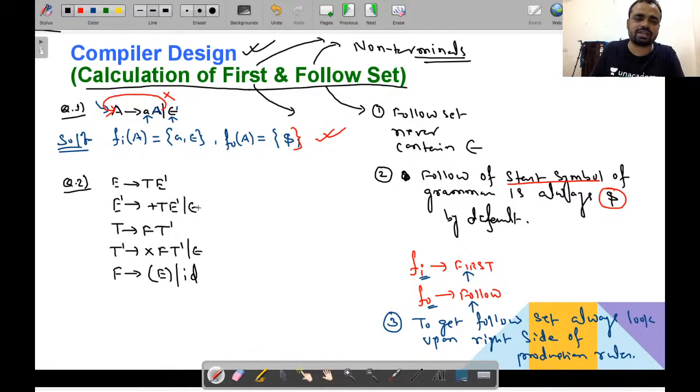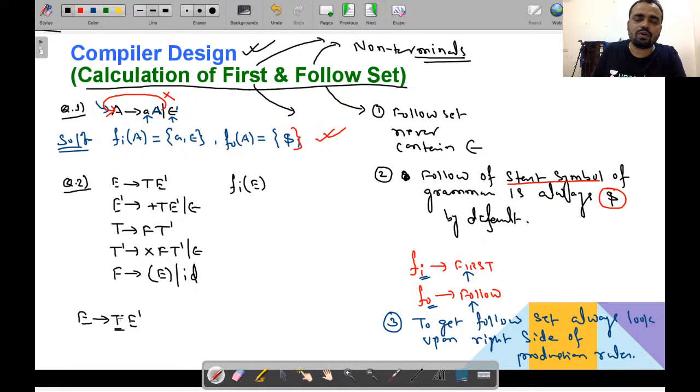Similarly look upon this grammar. So इस grammar में हम लोग find out करते हैं first of a, so my dear friends, please try to understand. फर्स्ट ऑफ ई हमारा क्या होगा? देखिए, ई से डिराइव होने वाला प्रोडक्शन रूल क्या है? टी ई डैश। तो यहां से कोई कंक्लूजन ड्रॉ नहीं हो रहा है, क्यों?